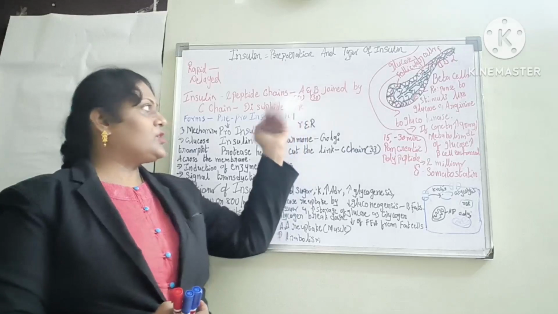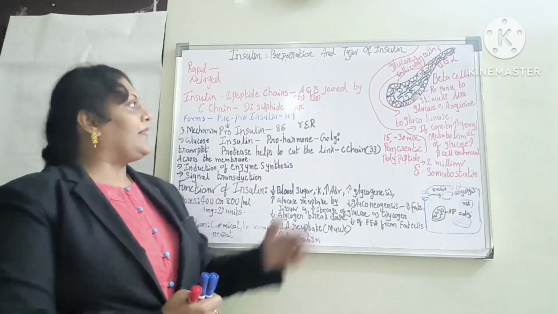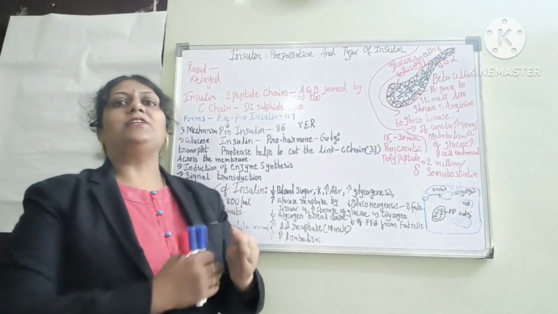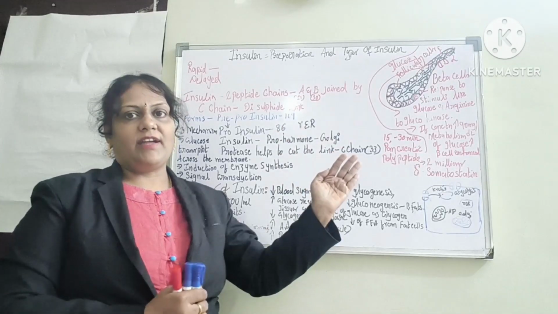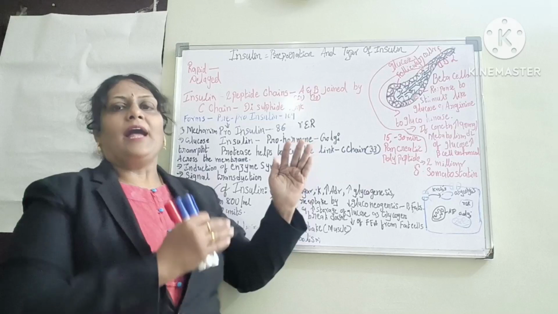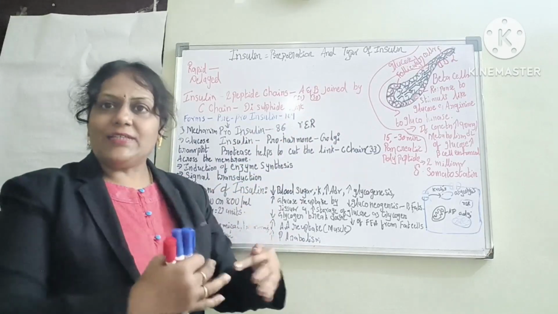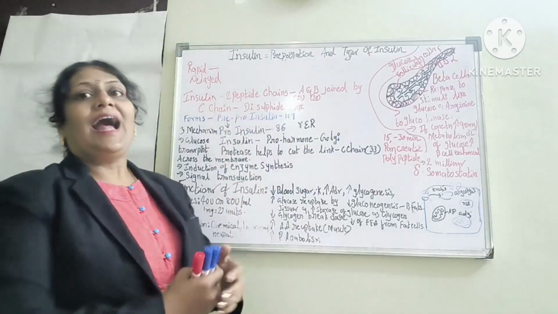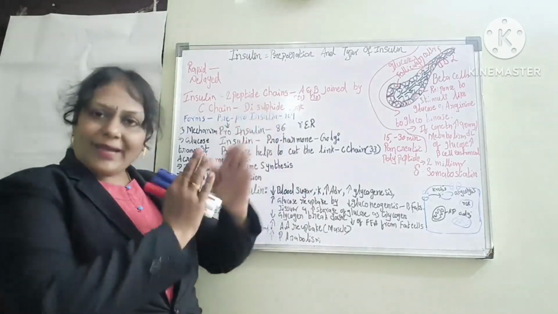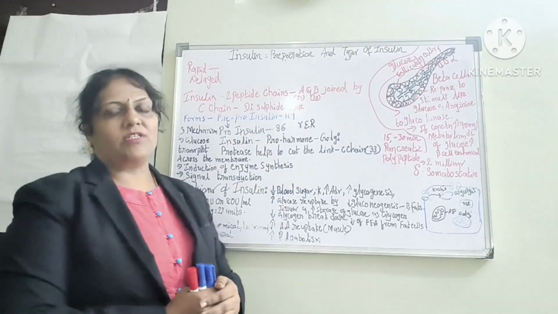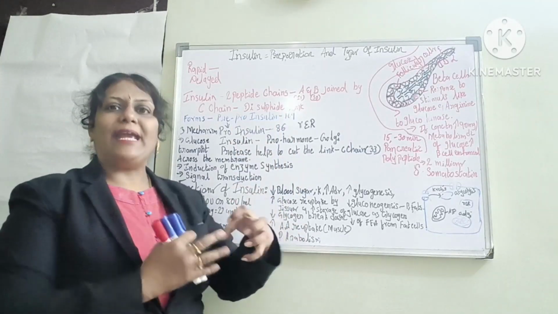This A chain consists of 21 amino acids and the other one, the B chain, consists of 30 amino acids. Both of these are combinations, one starting with the A and the other starting with the B, and these two are connected or cross-linked by another chain called the C chain, and this link is made up of bonds called disulfide bonds.